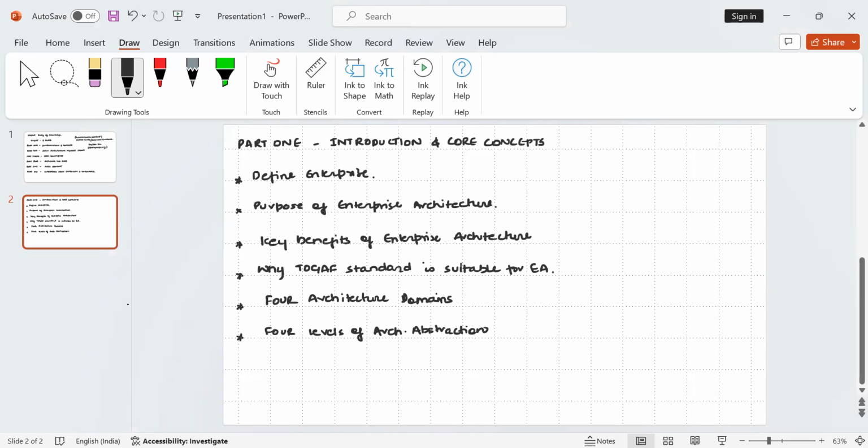Okay. You also need to know what you mean by enterprise continuum. What is enterprise continuum? It's a virtual repository. It provides us a method to classify our architectural assets and solutions, right? And if we have understood that enterprise continuum is a virtual repository, then the physical implementation of the enterprise continuum is your architecture repository.